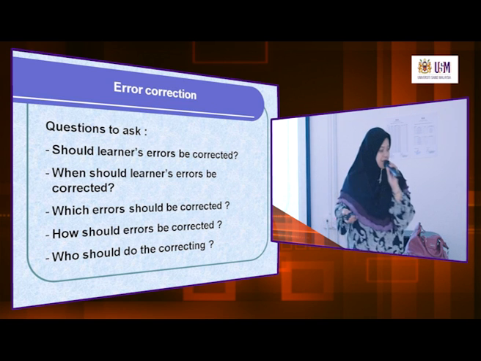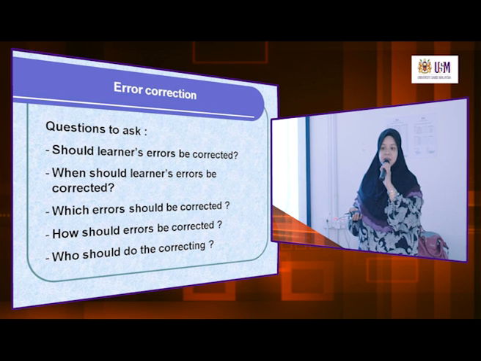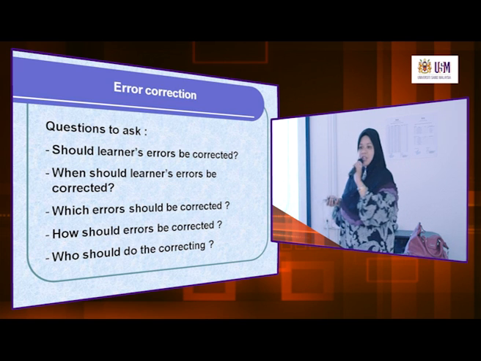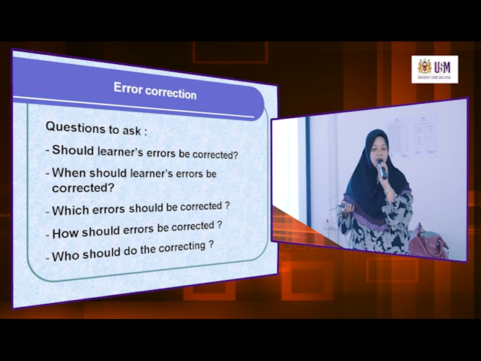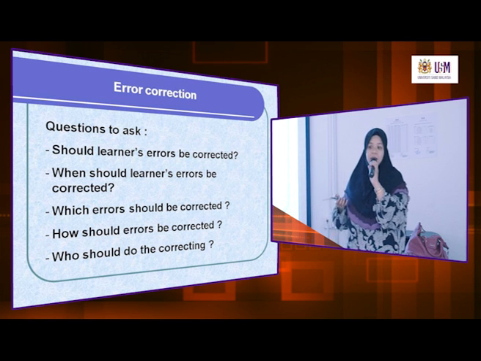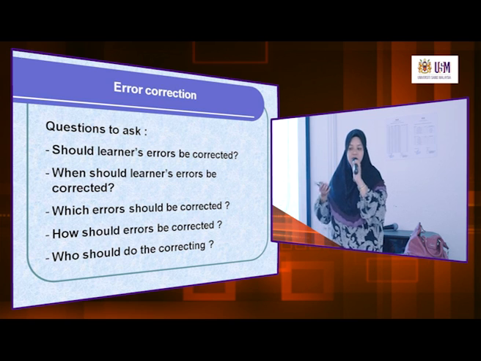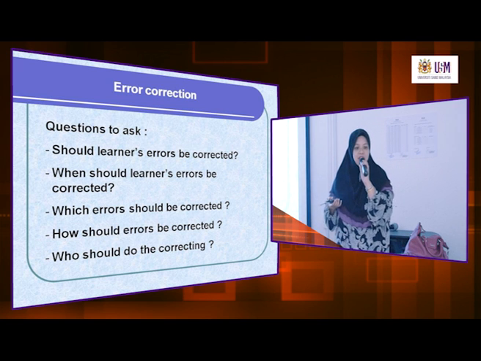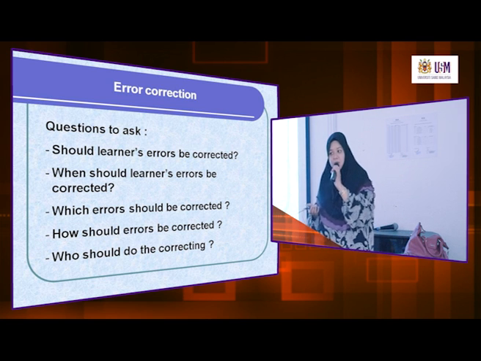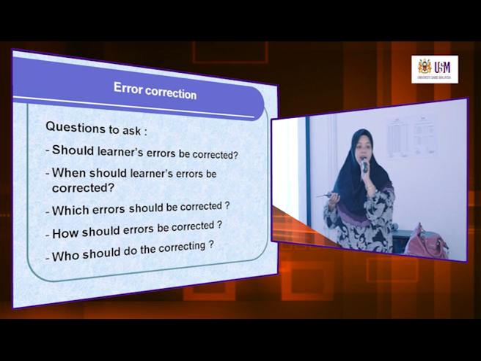And who should do the correction? Is it peer correction? Teacher correction? Self correction? Now you can also have Mr. Google correction, isn't it? So who should do the correction? Some students may like it if all the time teachers do the correction. Some may like it if their friends do the correction. Some may not like it. Some may like it if they themselves do the correction. They go and find out what is wrong and they find the right answers. So you have to know who should do the correction. So these are the five main questions that you should ask yourself as teachers when you go into the classroom and you are dealing with error correction. Okay?